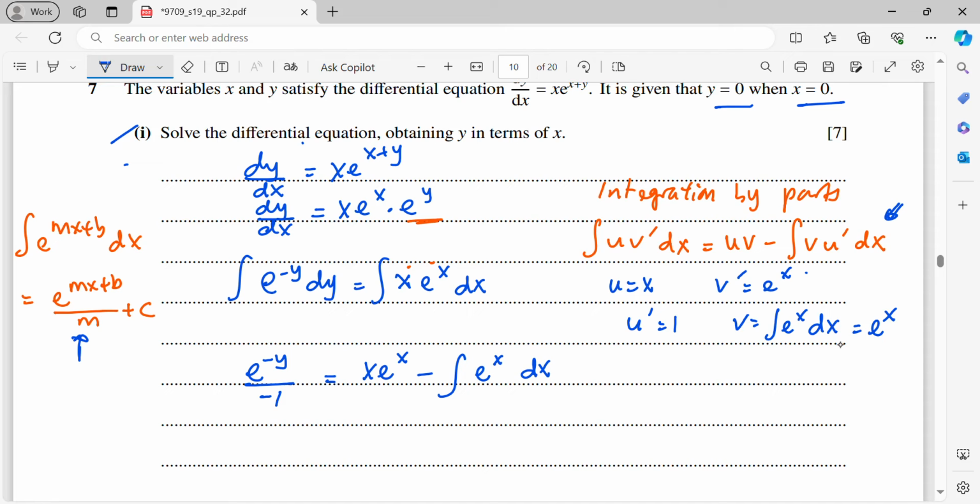So for the left hand side, since it is e to the power negative y, I will move it down. So it will be negative 1 over e^y. Then equals x e^x. Again, integrate e^x, you get e^x, followed by plus c.